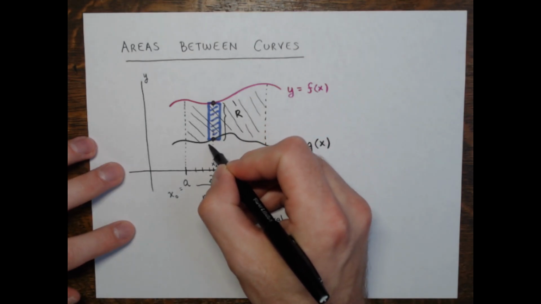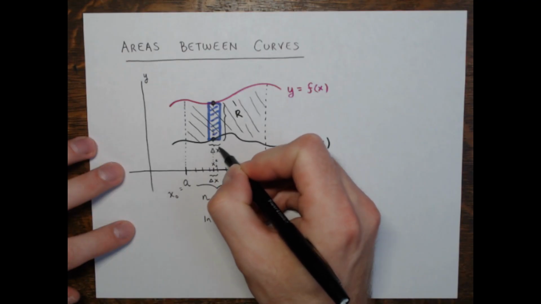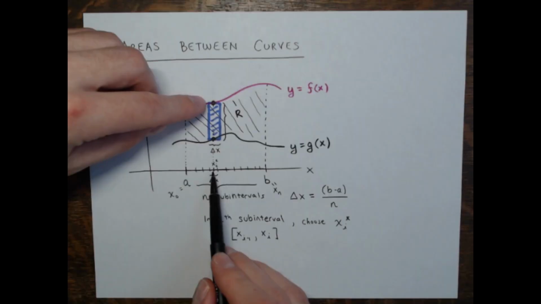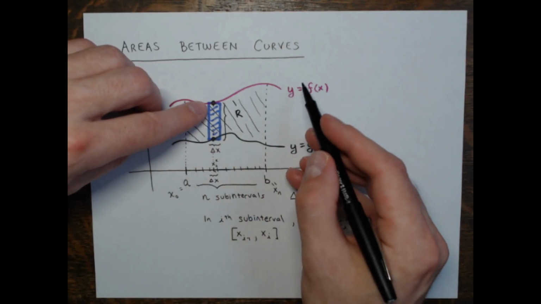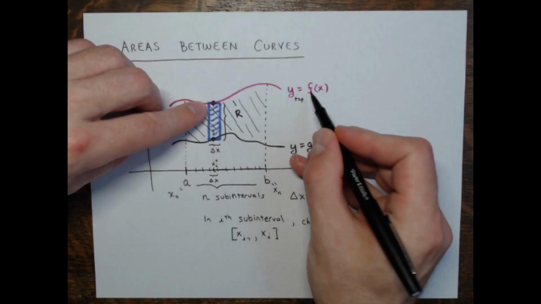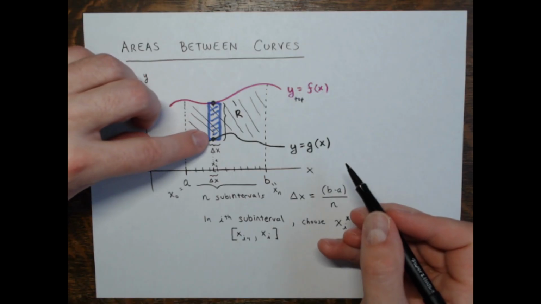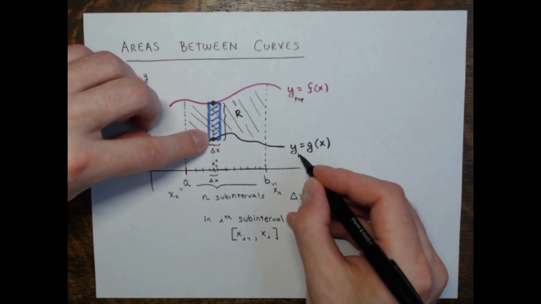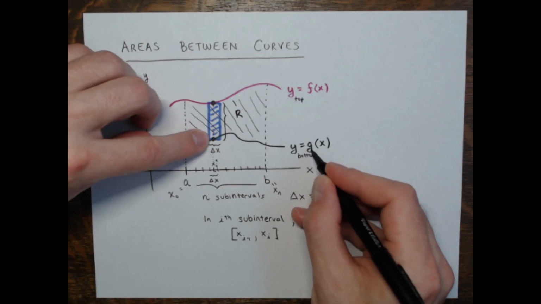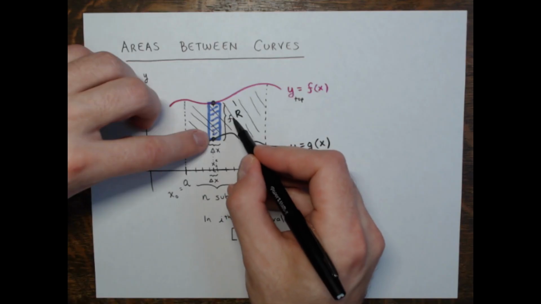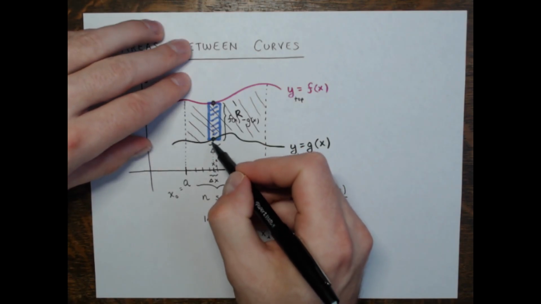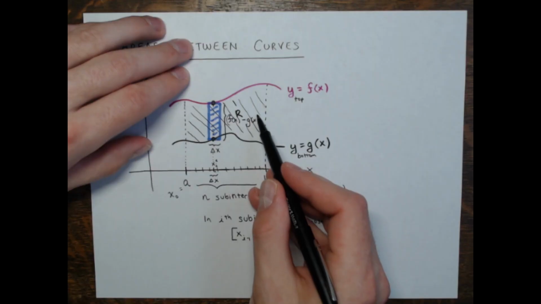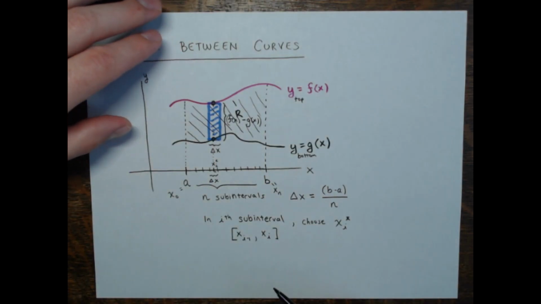Now, we know the width. Again, the width of this thing is delta x. The height of it, though, would be the y coordinate to the top minus the y coordinate to the bottom. Well, the y coordinate to the top, so again, I'll call this y top, is f of x. And the y coordinate of the point on the bottom is g of x. I'll call that y bottom. So we have f of x minus g of x, y top minus y bottom. That's the height of this rectangle.